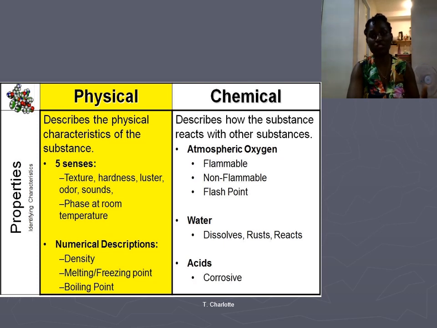So chemical properties show how substances react. Like with atmospheric oxygen, what happens? Is the object flammable? Is it non-flammable? Looking at water, objects will dissolve, or it will cause rust, like in tires. And then you have acids. Of course, if you pour acid on an object, it's going to corrode the object.